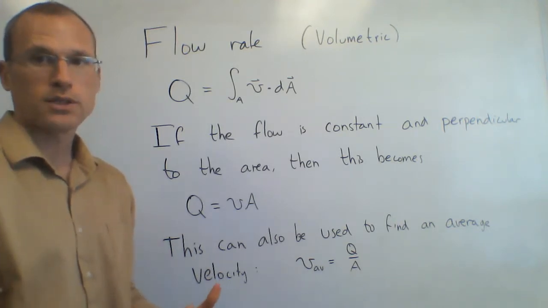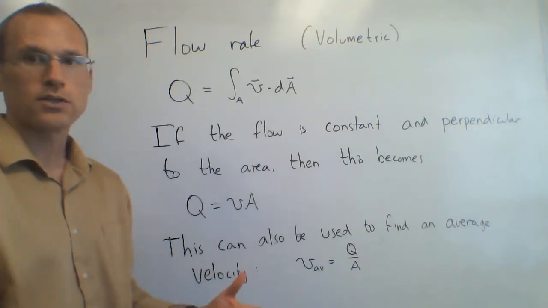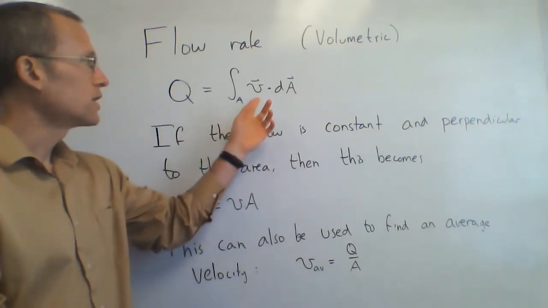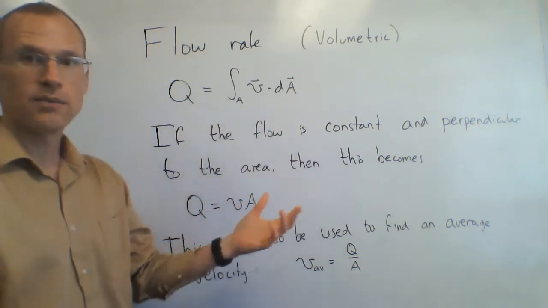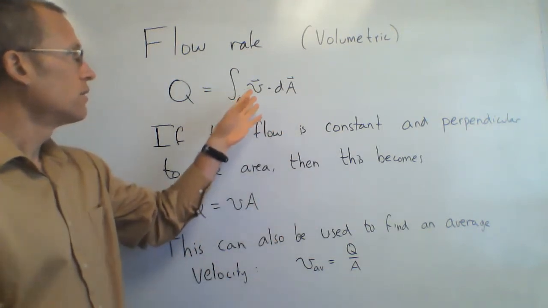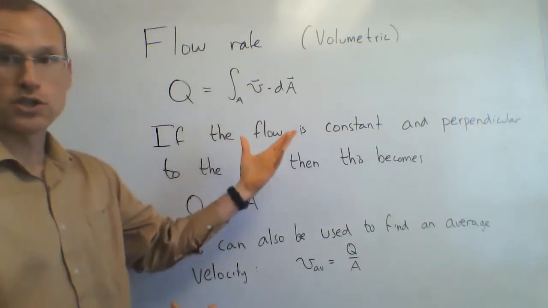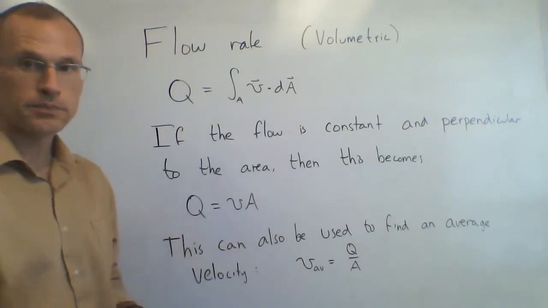A lot of times it can be simplified because a lot of times I have a constant velocity, so the same velocity through the entire area, and also perpendicular to that area. So when velocity and area are perpendicular, V dotted with dA is just V times A, and then the velocity being constant, that integral just becomes the integral over the area, which is just area. So my flow rate in that case is just velocity times area.